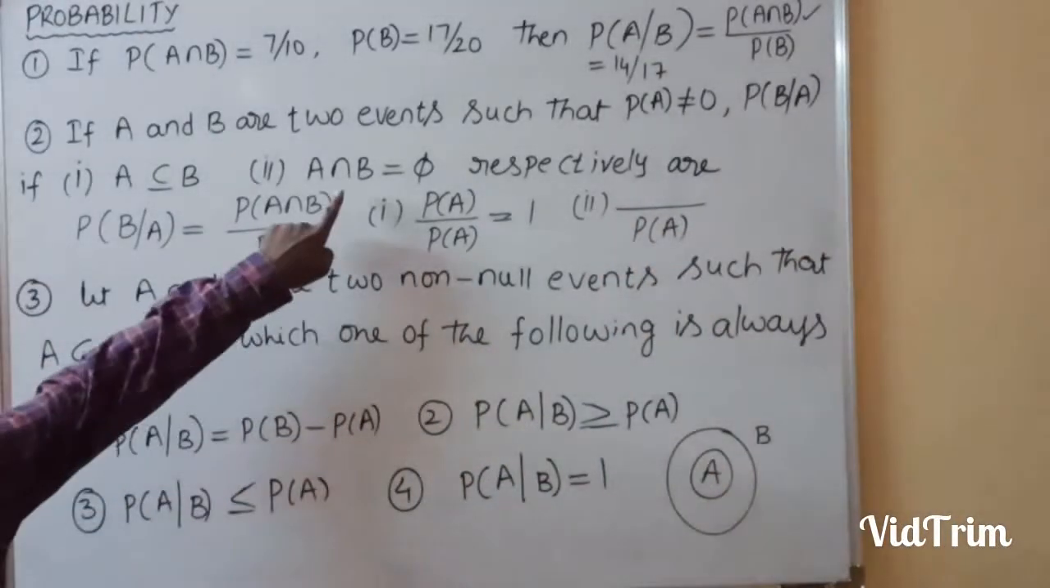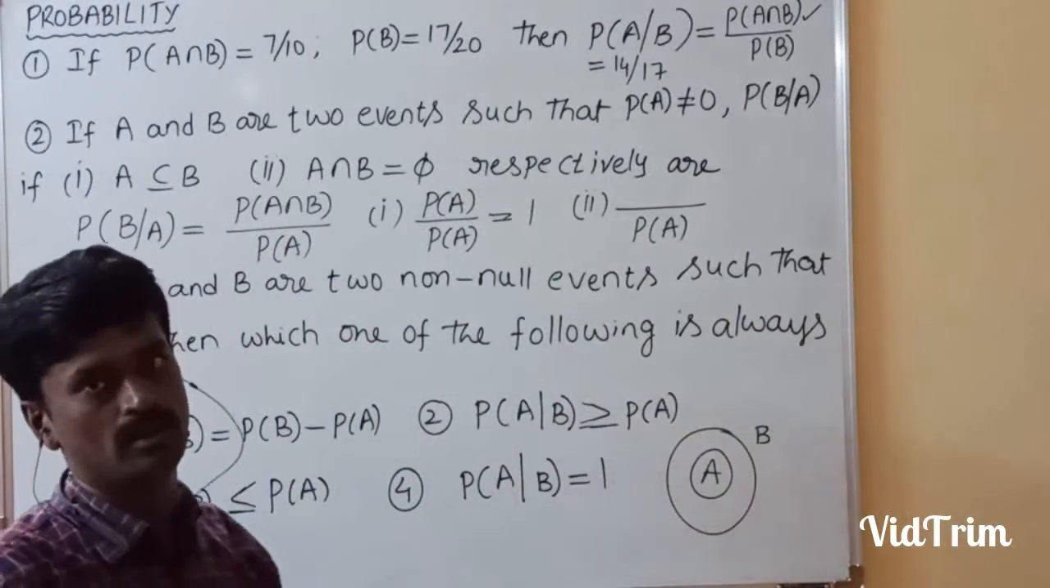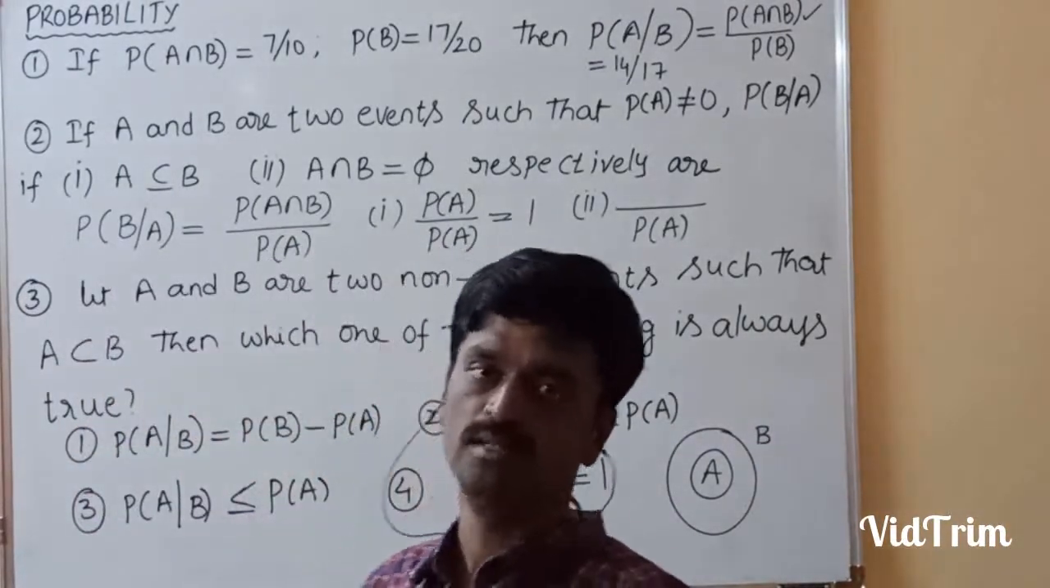Next, second case. What is A intersection B? A intersection B is a null set.